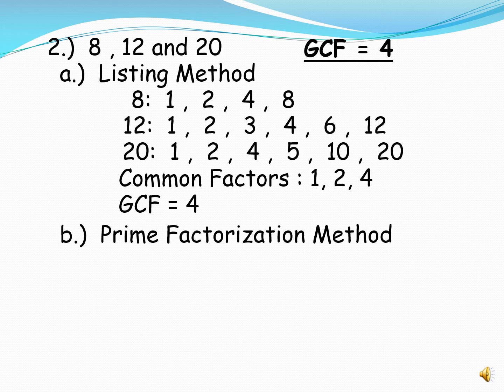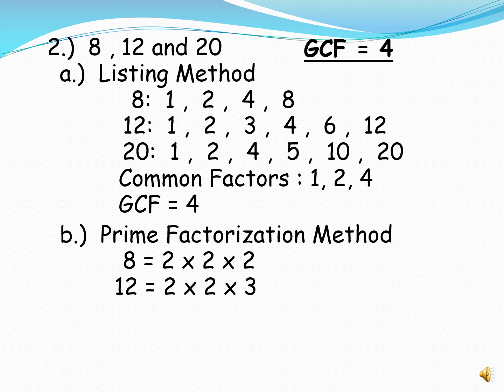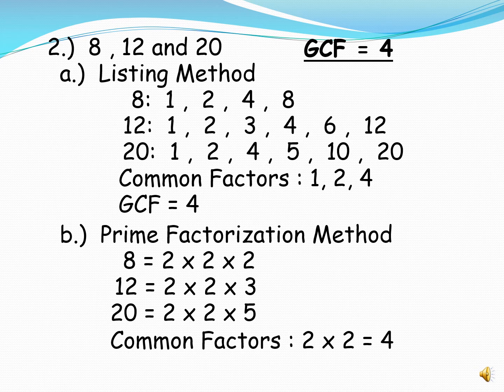Using the prime factorization method, the prime factorization of 8 is equal to 2 times 2 times 2. Prime factorization of 12 is 2 times 2 times 3. Prime factorization of 20 is 2 times 2 times 5. The common factors are 2 times 2, which is equal to 4. So the GCF, or greatest common factor, is equal to 4.